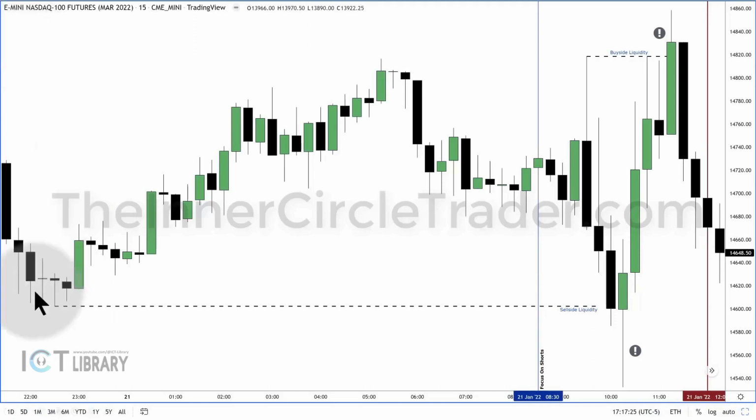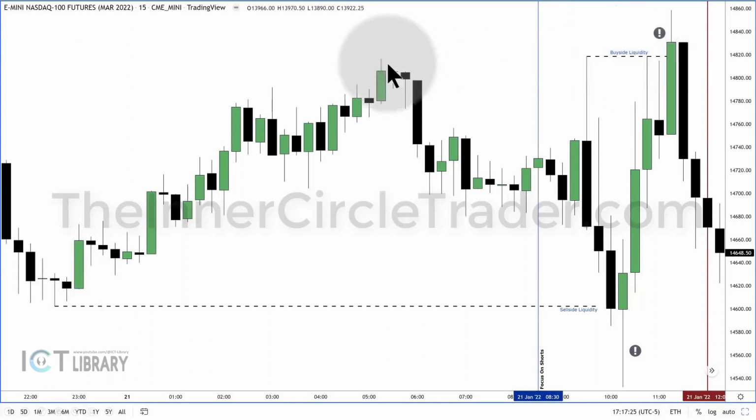And take your attention over here, okay? This old low and these relative equal highs. See that? Old low, below that is sell stops. And relative equal highs, above that is buy stops.